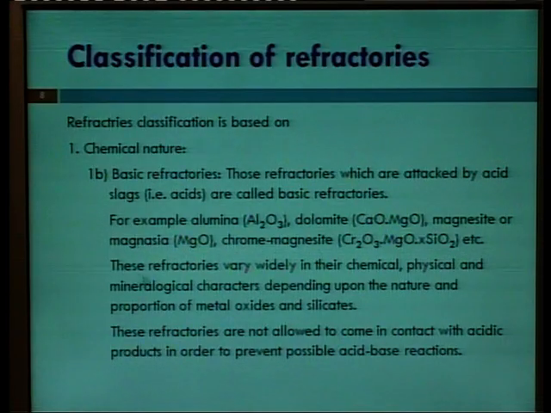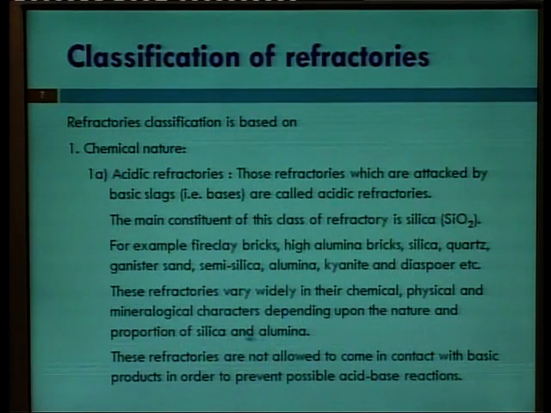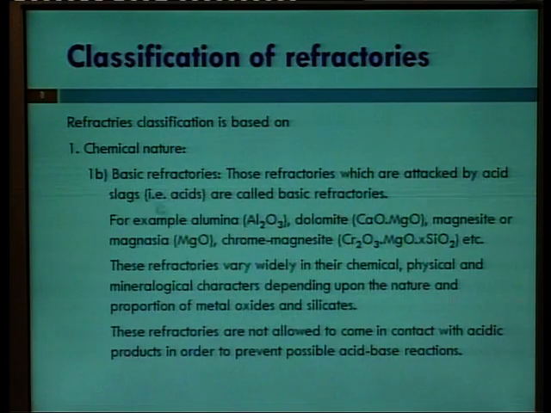In most cases, these refractories vary widely in their chemical, physical and mineralogical character depending upon the nature and proportion of the metal oxides and silicates. Here it is metal oxides; in the previous case it was silica and alumina which determined the chemical, physical and mineralogical character of acidic refractories. But in the case of basic refractories, it is the metal oxides and the proportion of silicates present in them that determine the characteristics of that particular basic refractory.